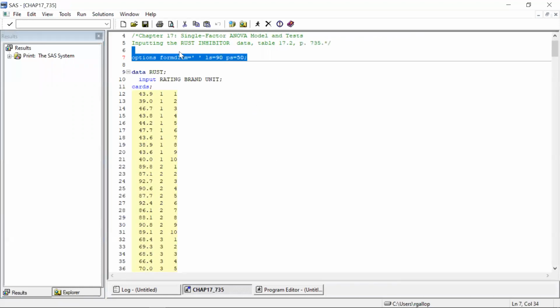So when you look at line 7, this is me telling SAS how I want that SAS listing to look. The LS equal 90, PS equal 50 is line size, page size for the options. That has the SAS output fit very nicely on the typical 8.5 by 11 piece of paper. The formdlim equals apostrophe, space, apostrophe in the listing file tells SAS to skip a line rather than a page for every proc output, I mean, any kind of proc output.